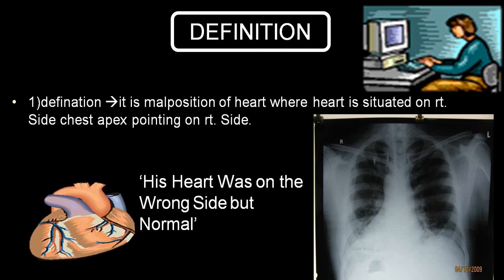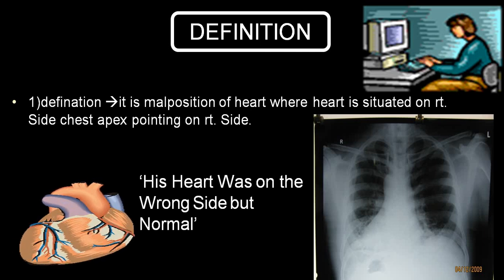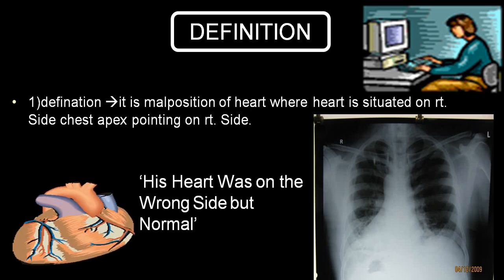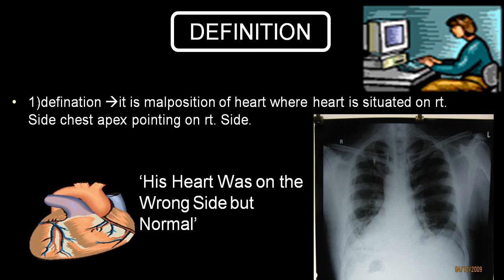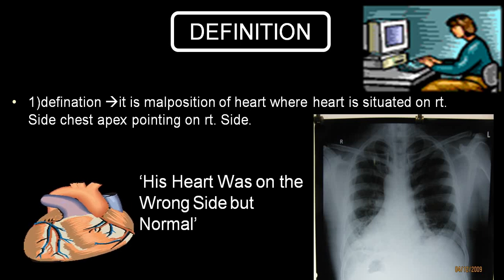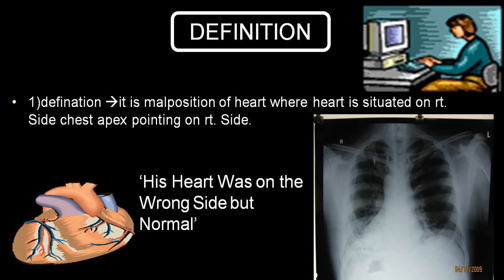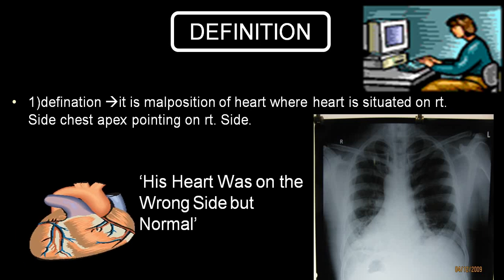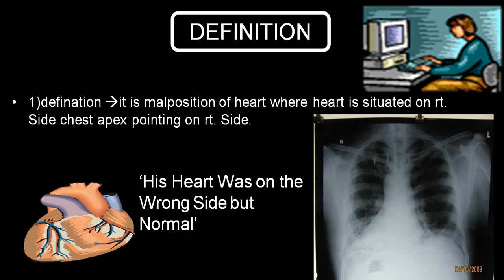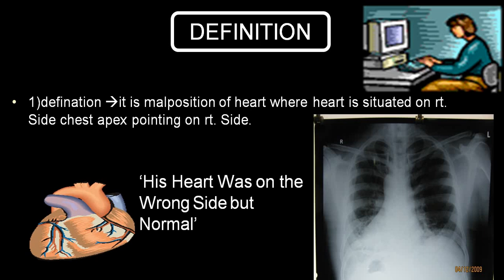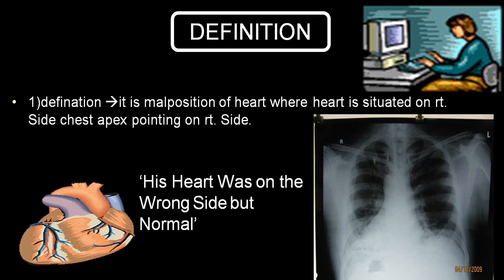Definition of dextrocardia: it is a malposition of the heart where the heart is situated on the right side of the chest and the apex is pointing towards the right side. Meaning, it is a mirror image of the normal position, and the normal position is called levocardia. Just opposite of that, on the right side, we call it dextrocardia. Suppose the entire mediastinum is pushed or pulled towards the right side, that is called dextroposition. That is not dextrocardia.